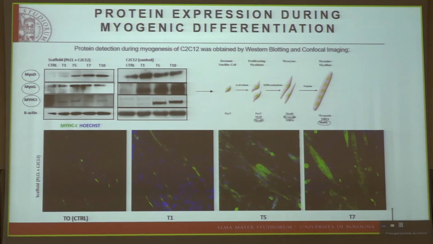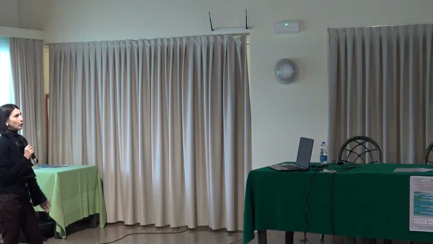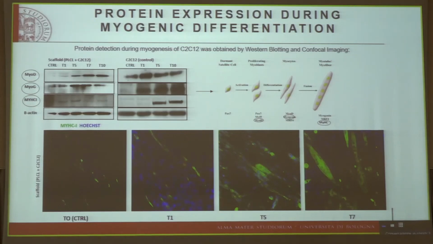Indeed, as shown by confocal imaging, in our control, so time 0, in which cells are kept in a growth media, so we expect the cells are not committed yet, we observe the expression of the myosin, which is a late marker and usually expressed in the late phase of the myogenesis. So even at time 0, we observe some positive cells for the myosin heavy chain.